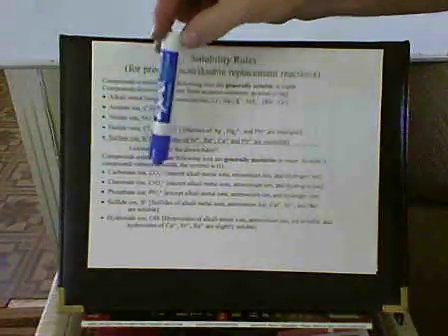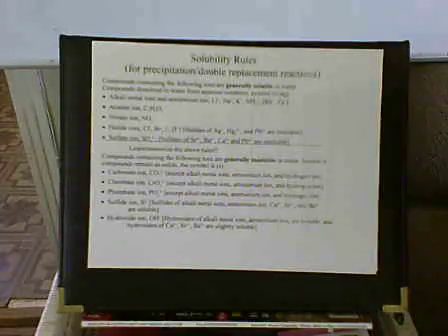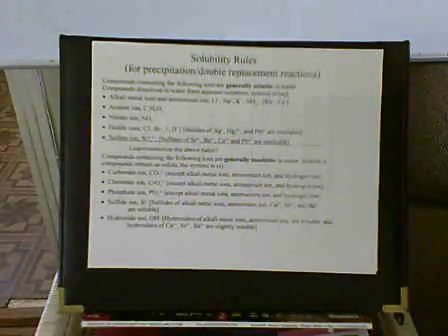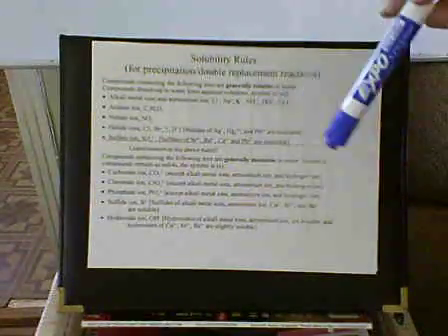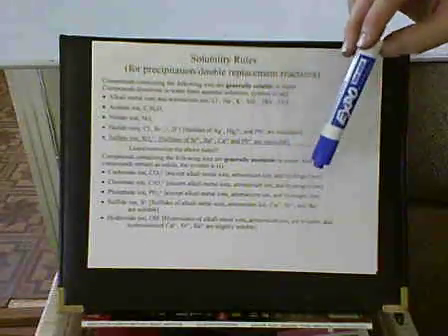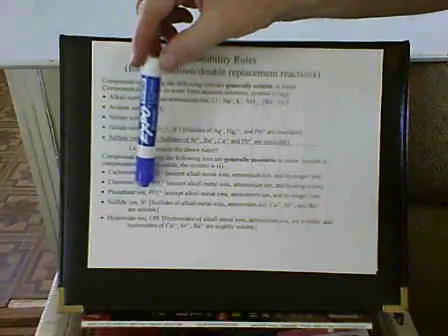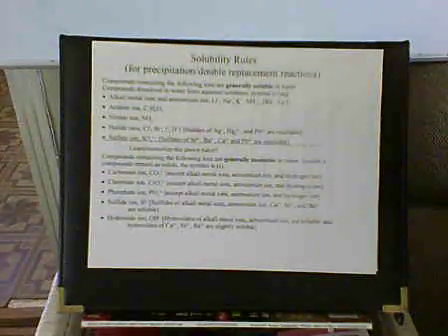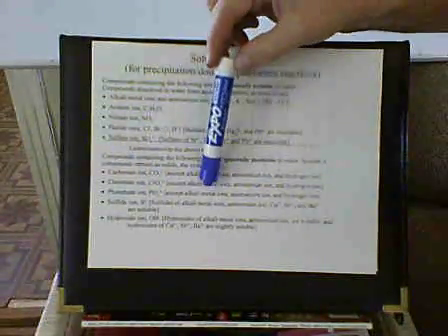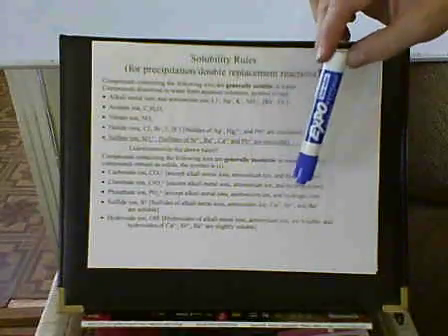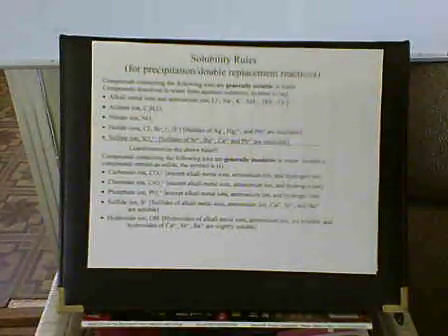Compounds containing chromate, CrO4 2-, are generally insoluble except for alkali metal chromate, ammonium chromate, and hydrogen chromate, chromic acid. Compounds containing the phosphate ion, PO4 3-, are generally insoluble except for the alkali metal phosphates, ammonium phosphate, and hydrogen phosphate, which is phosphoric acid.